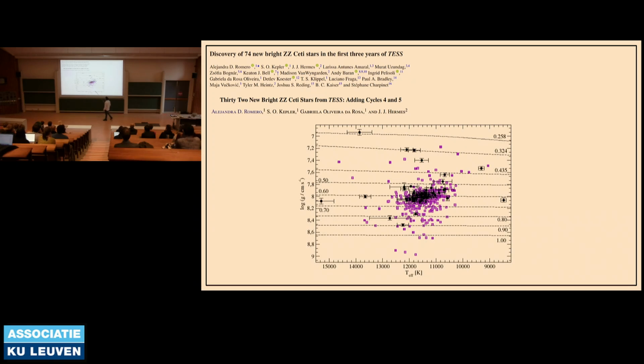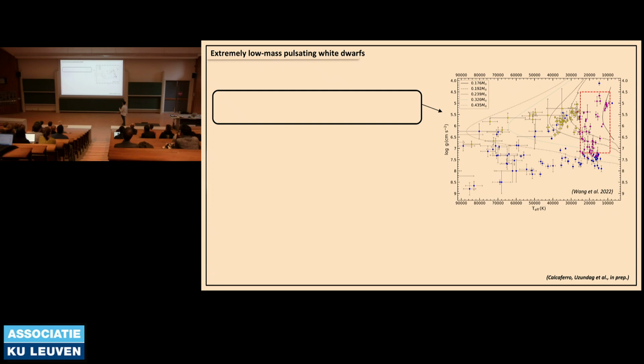And as you can see, here are the evolutionary tracks corresponding to different masses. Here is the high mass region. Here is the 0.6 that peaks around here, and here is the low mass, where the extremely low mass white dwarfs are. Oh, something is wrong here.